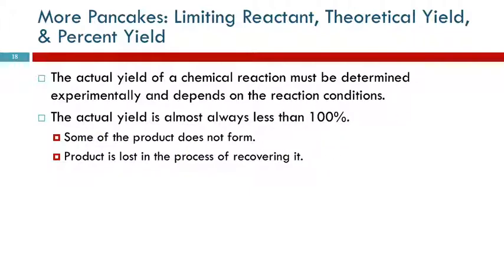Because some of the product doesn't form, or some of the product is lost in the process of recovering it. I know that happened to one group when they were burning their magnesium. The crucible fell, and some of the product fell out. They scooped up what they could, but they lost some. It happens, right? So the percent yield is lower than the theoretical yield.